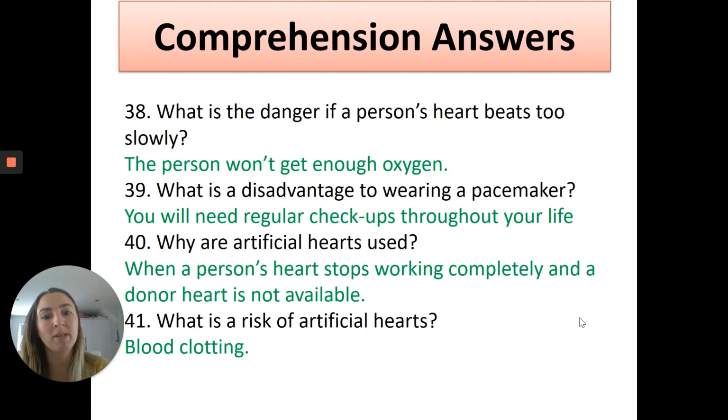What is the disadvantage of wearing a pacemaker? You are going to need regular checkups throughout your life. Why are artificial hearts used? When a person's heart stops working completely and there's not a donor available, you will need an artificial heart. And what is the risk of artificial hearts? It is blood clotting.